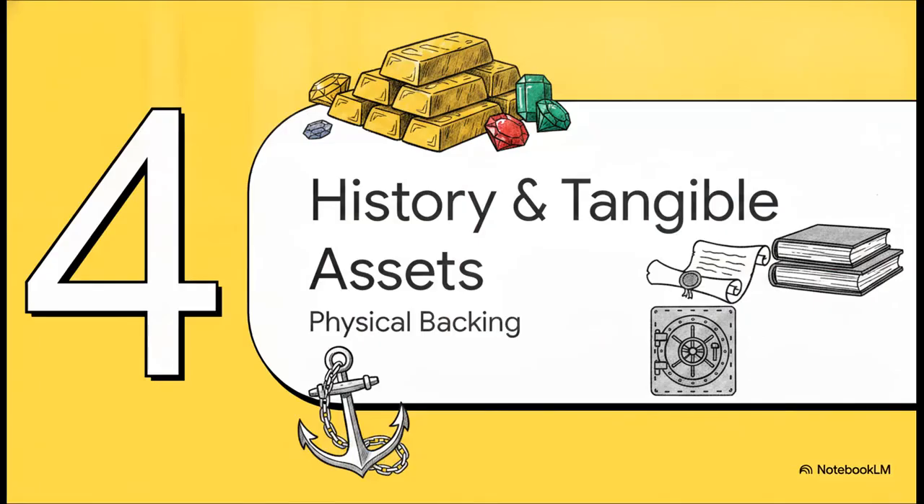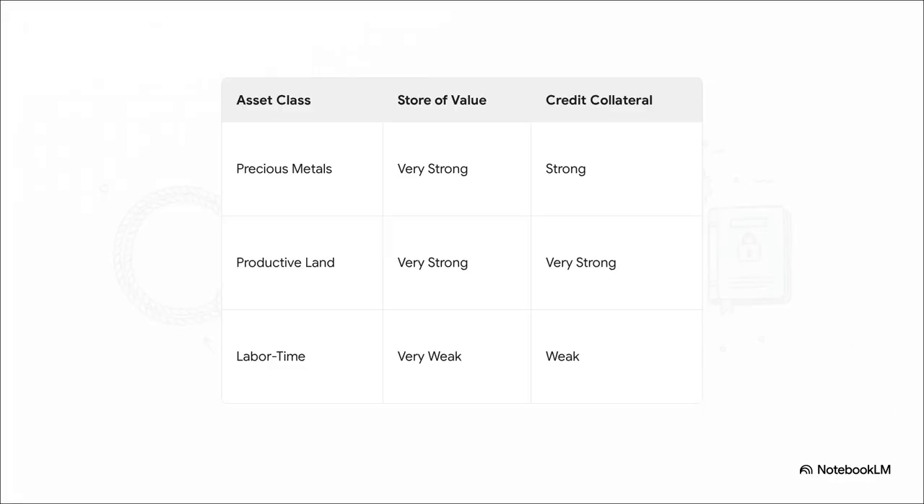Section 4, History and Tangible Assets. To anchor this completely wire-free system, an OGFI absolutely requires physical mass. You obviously can't back a paper note with ones and zeros, right? So it relies heavily on tangible asset classes. But as we see here, no single physical asset does everything perfectly. The designer of this kind of institution has to mix and match.